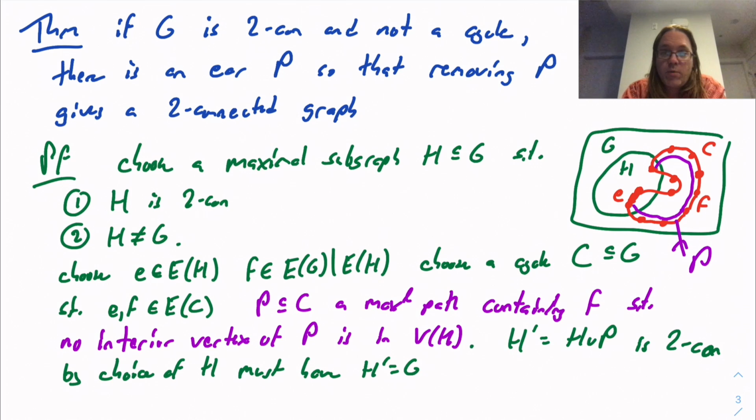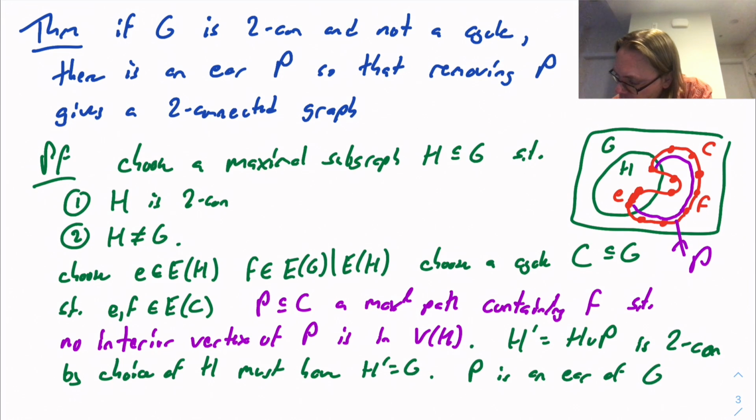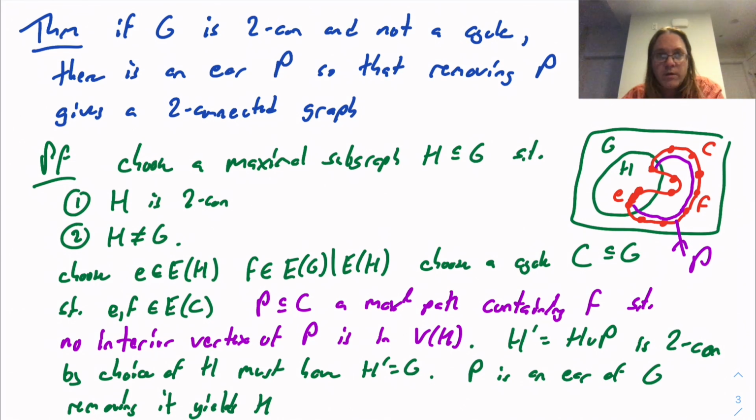But now what's happened here is that we can see that the graph H is what you get from G by removing the ear P. So P is an ear of G, removing it yields H, and that completes the proof. So we've now shown that there's an ear P, and when you remove that ear, you're going to be left with a two-connected graph, namely in this case H.